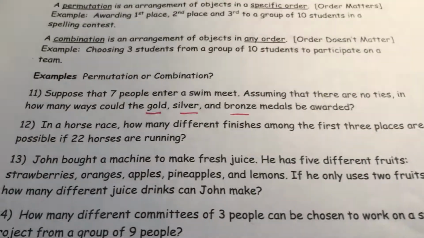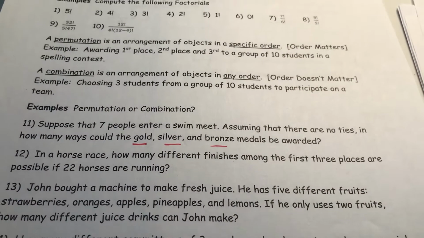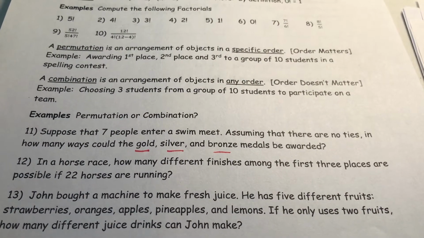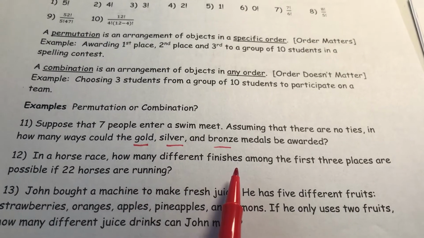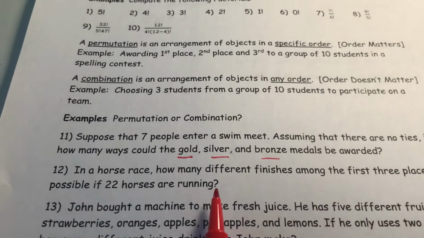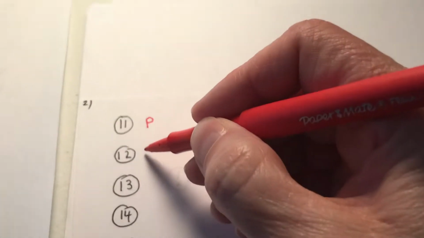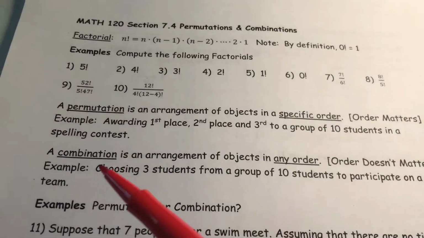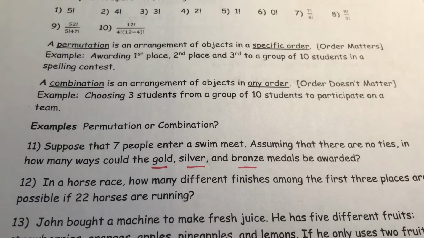So 12 says, that's all I'm going to do right now, permutation or combination. In a horse race, how many different finishes among the first 3 places are possible if 22 horses are running? So how many different finishes? Now what that means is first place, second place, third place, the first 3 places. Does order matter? Yes, first place, second place, and third place matters, especially if you're betting on that race. And what you do in these problems is you first decide if it's a permutation or a combination, and that's what I'm doing now, and then we do the calculation.